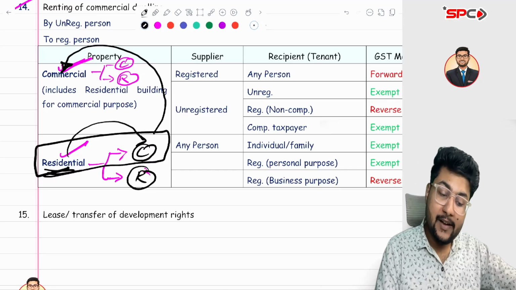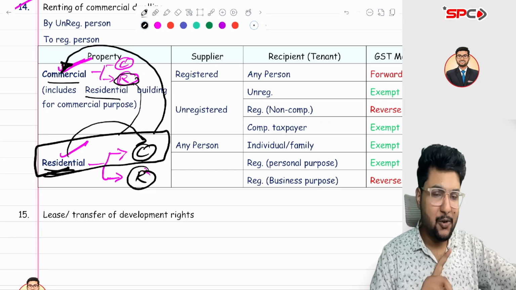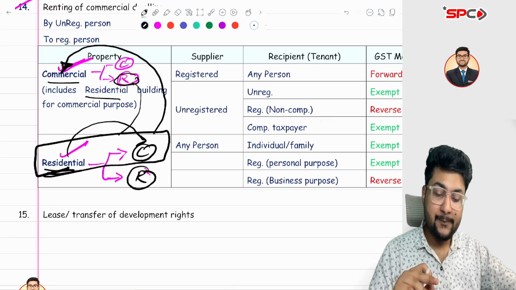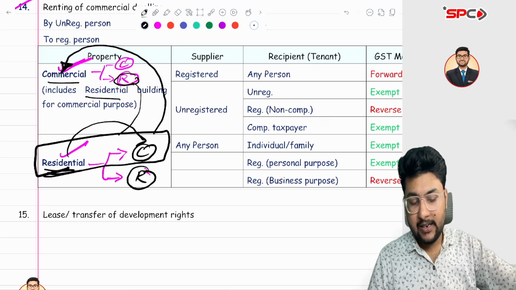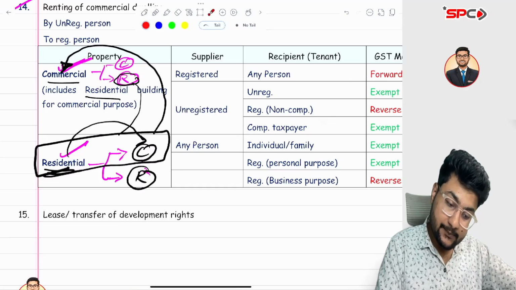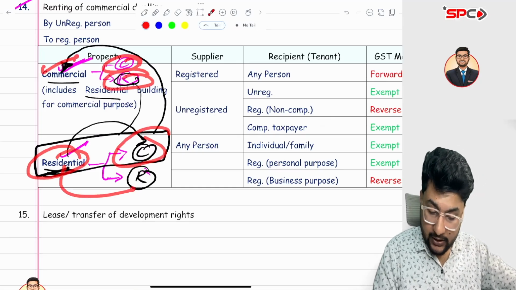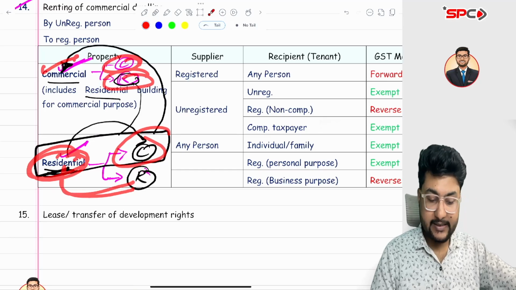But there is no vice versa. You cannot say that a commercial property used for residential should be covered. No, it is not like that. Only residential for commercial is treated as a commercial property. So three cases are there: first, second, and third in commercial. And in residential, there is only one case: residential property for residence purpose.